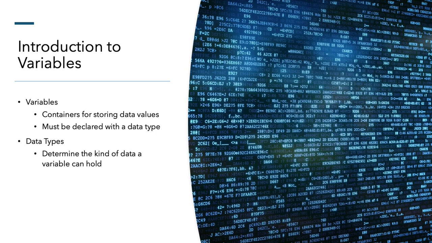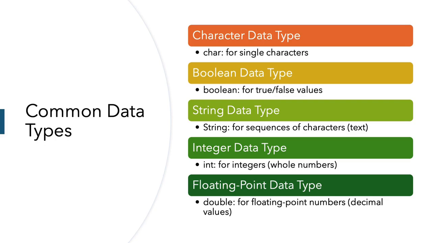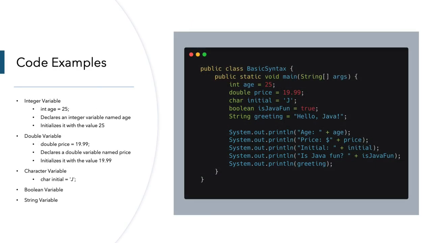In Java, variables are containers for storing data values. Each variable must be declared with a data type, which determines the kind of data that it can hold. Java includes several common data types: char for single characters, boolean for true-false values, String for text sequences, int for whole numbers, and double for decimal values. In this slide, we see not only the variable declarations but their initializations as well. It shows integer, double, char, boolean, and String variables, providing examples of not just their declaration but of their initial values as well. So go ahead and give that a look.